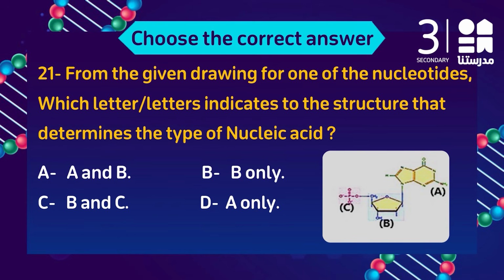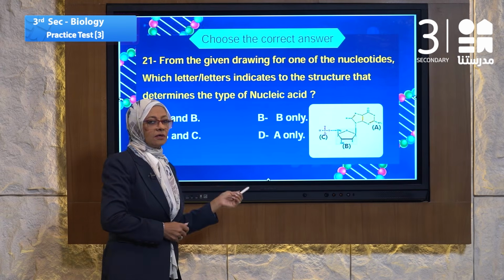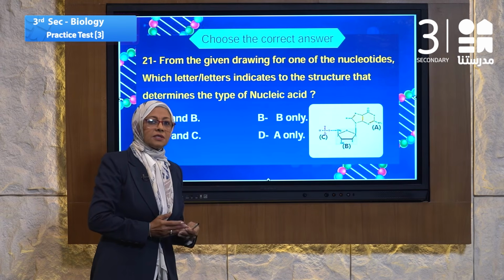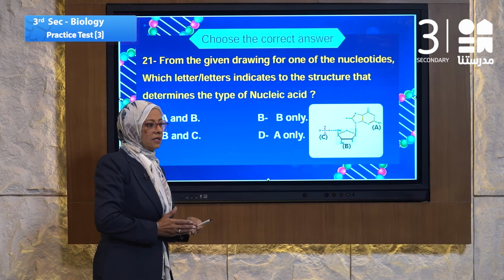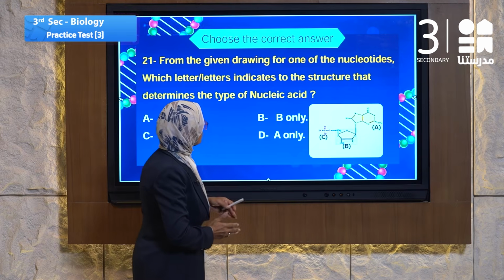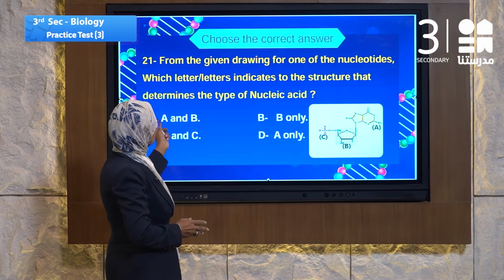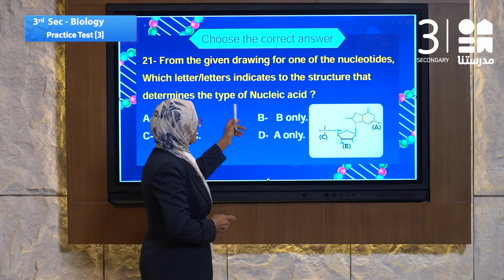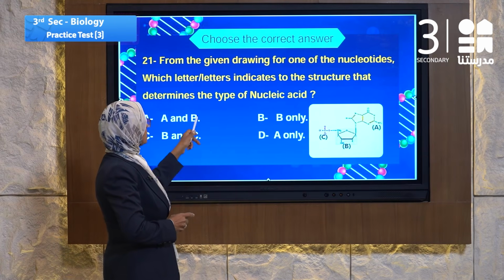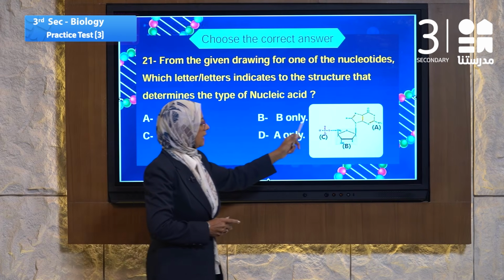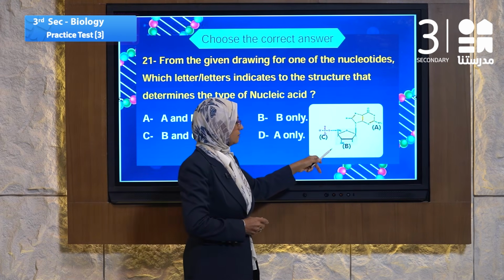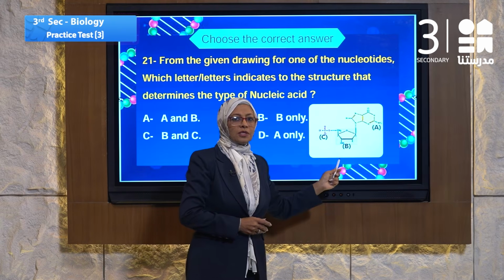For one of the nucleotides, which letter or letters, A or B or C, there are 3 letters, indicates the structure that determines the type of nucleic acid? There are 2 types of nucleic acid, we have DNA or RNA. There are 2 or 3 differences between DNA and RNA. Which part determines the type of nucleic acid? Maybe A is the nitrogenous base and B is deoxyribose sugar or ribose sugar.